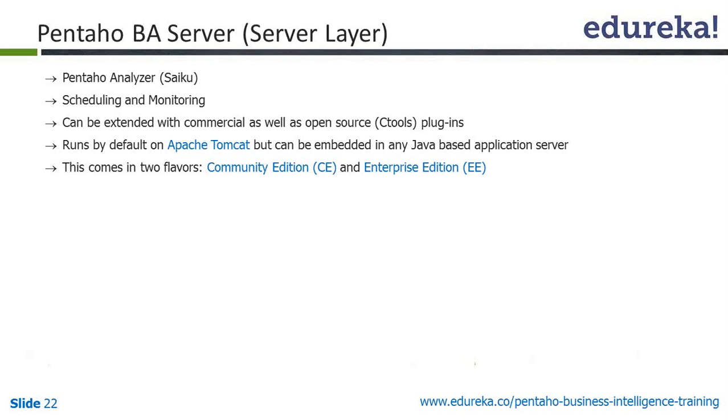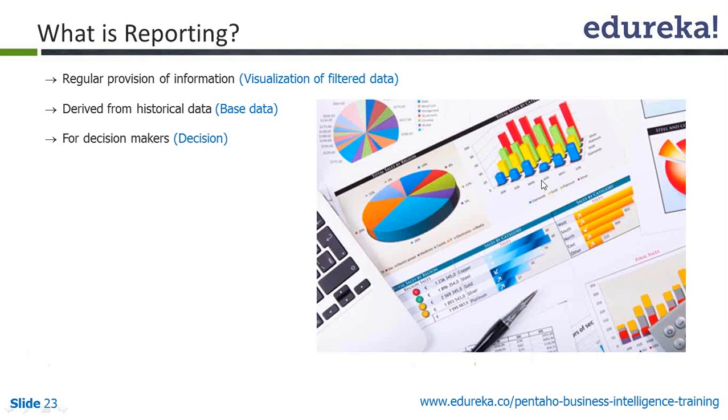It runs by default in Apache Tomcat but can be embedded in any Java application server. So Pentaho runs by default on Tomcat, but you can have it on any Java-based application server. This comes in 2 flavors, as we already discussed in the previous slide: Community Edition as well as Enterprise Edition. So what is reporting?